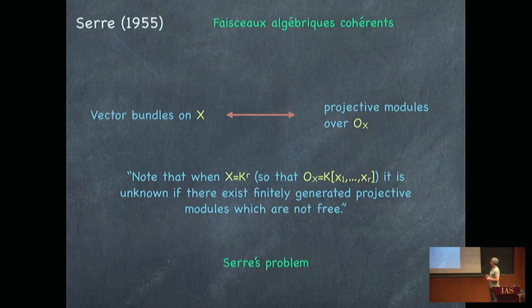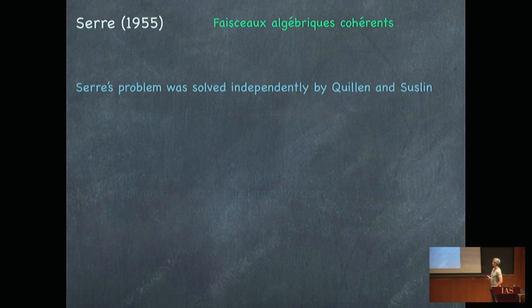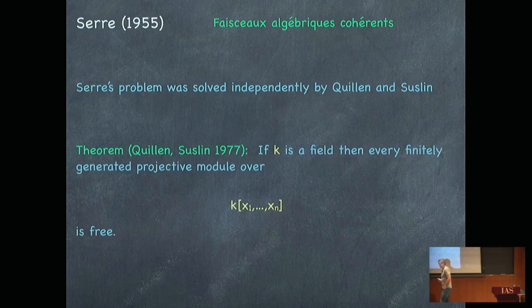and he states in this paper that when X is affine R space, so that the ring of functions on X is a polynomial ring, it's not known if there exist non-trivial vector bundles. In topology, they're all trivial, and he remarks that this is not known. So this is just a remark, and I guess part of Serre's karma is that when he made a remark, it turned into Serre's conjecture. This was eventually solved in the 1970s independently, but almost simultaneously, by Quillen and Suslin.